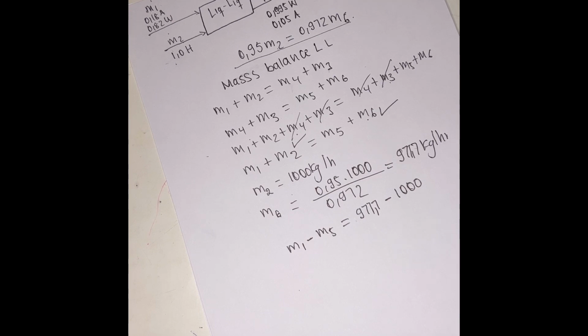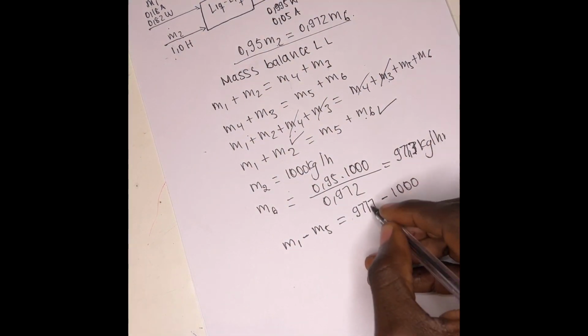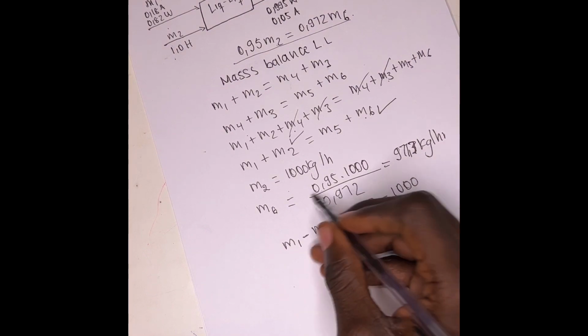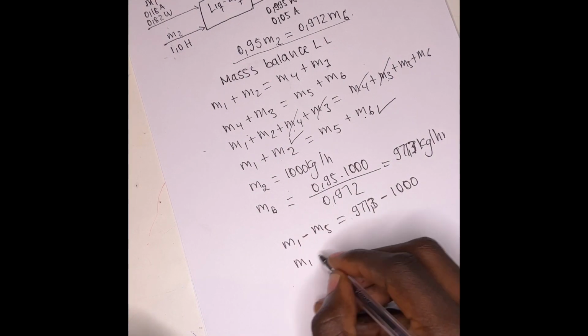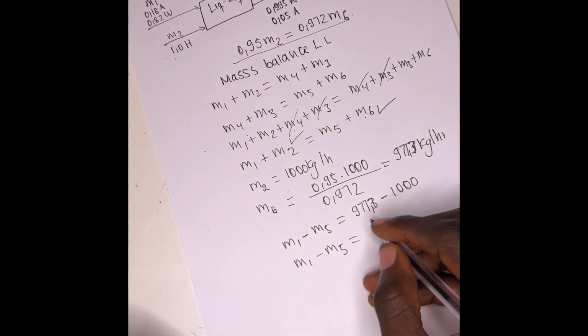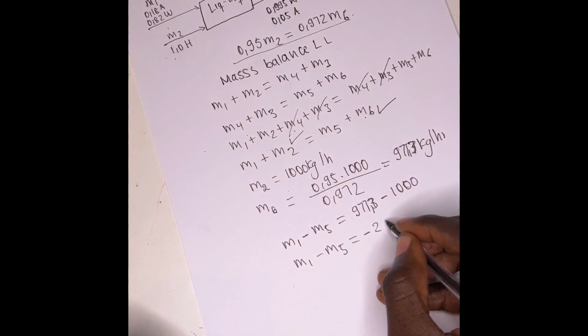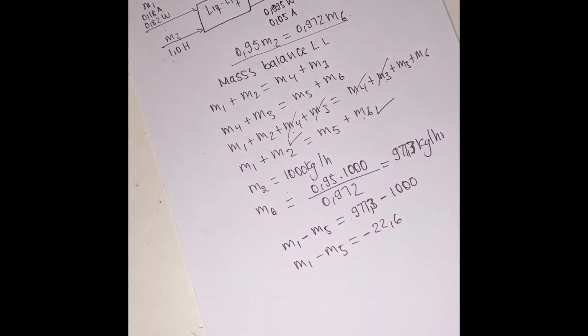So it's then comma 3. Sorry, 977.3. Because this is 1000, you divide by a small number, so you must have a big number. So if we take 977, let me just double check, 0.95 times 1000 divided by 0.972, we're going to have that here. And then that number minus 1000. So we're going to have M1 minus M5, I'm sorry for that, which is negative 2.6. So we have now this equation.